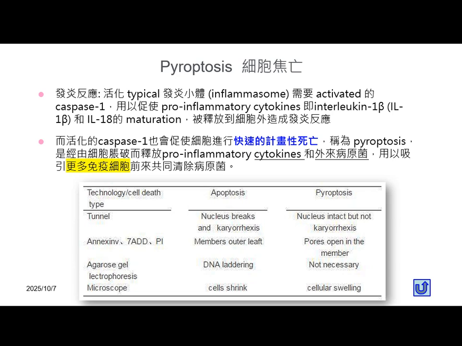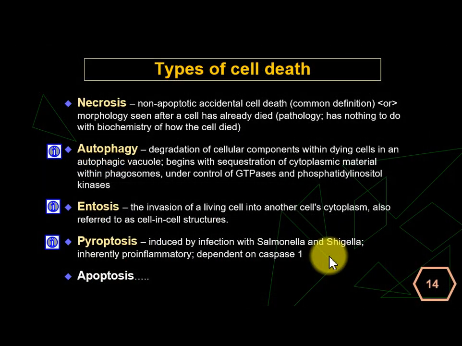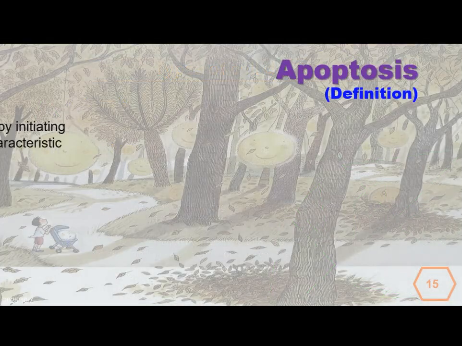Okay? For pyroptosis, it has everything you see in apoptosis except DNA laddering, the fragmentation phenomenon. They don't have this. Pyroptosis does not have any DNA fragmentation. That's the major difference. We'll talk about all those experimental assays for apoptosis.